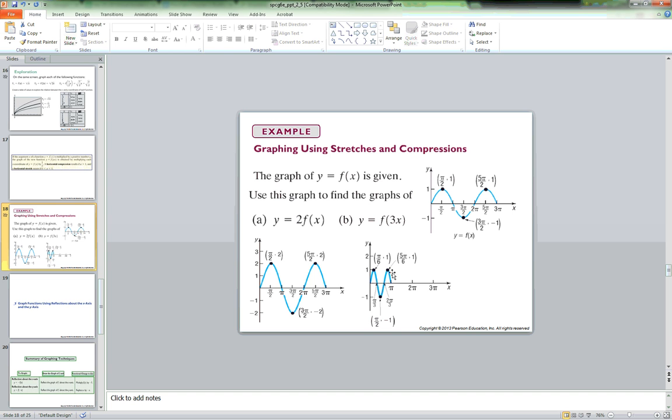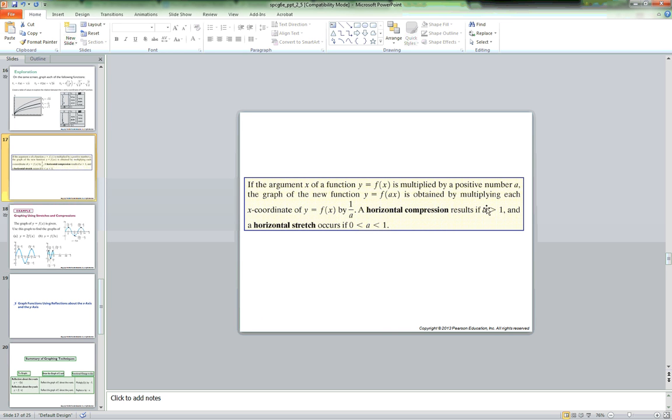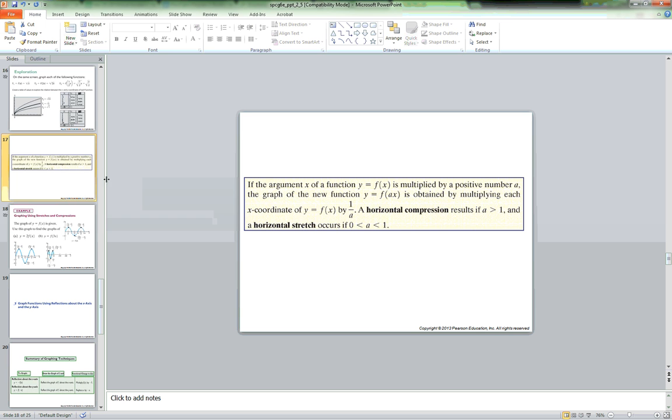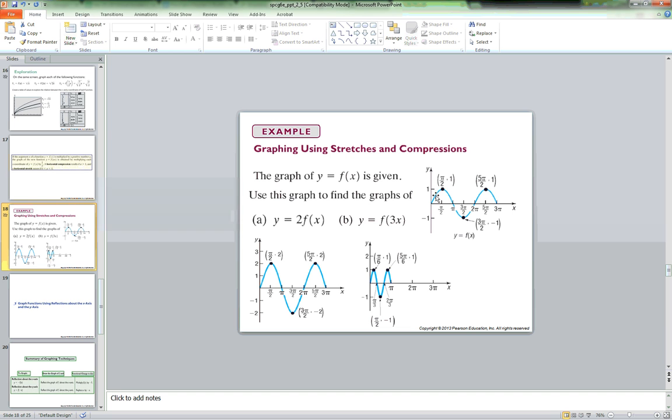If you look at here, we have 3x, and our convention said if a is greater than 1, we're going to have a horizontal compression. So our graph is going to do more in a shorter amount of time. So we are supposed to multiply the x coordinate by 1 over a. So we take our x coordinate, pi over 2, and we're going to multiply that by 1/3, because a in this case is 3. So instead of having pi over 2, 1, we are going to have the same output. We're still going to have 1, but instead of at pi over 2, it's going to be at pi over 2 times 1/3, which is pi over 6.